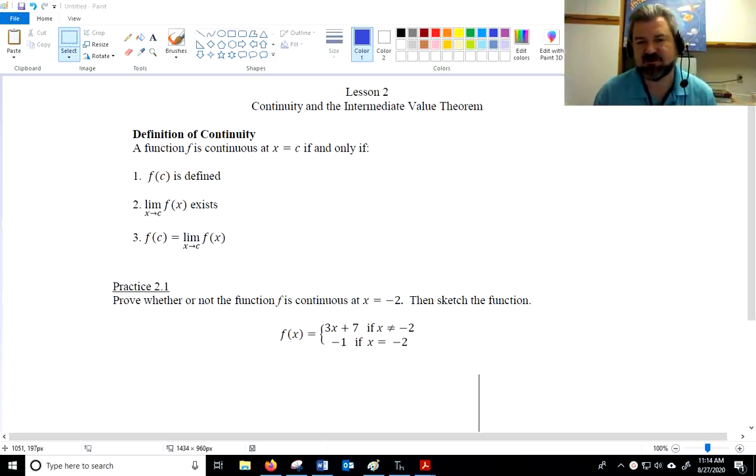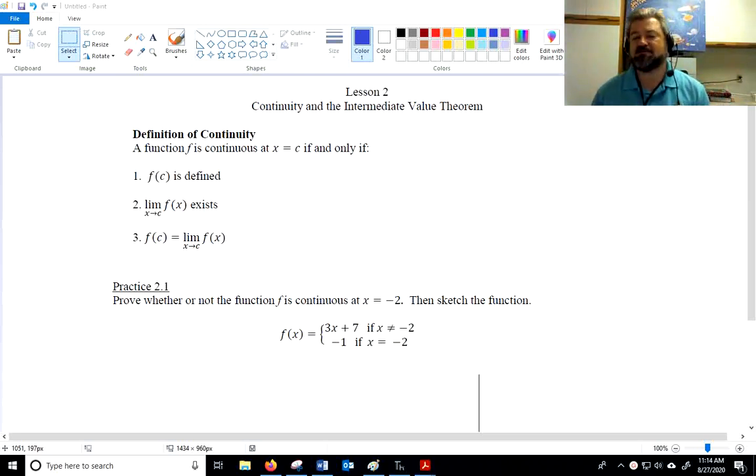The definition of continuity. A function f is continuous at a point x equals c if and only if these three things are true. F of c is defined, the limit as x approaches c exists, and the function at c and the limit as x approaches c are the same.